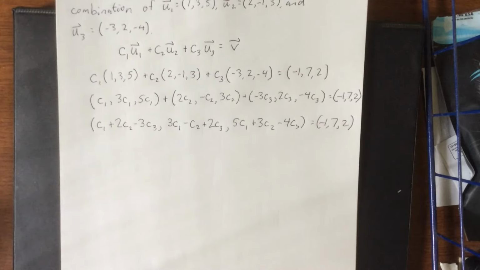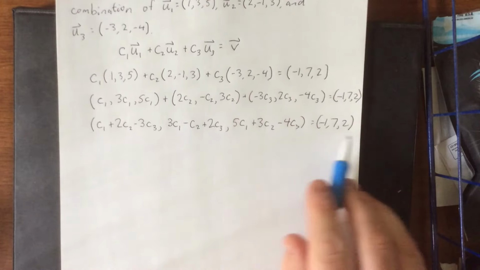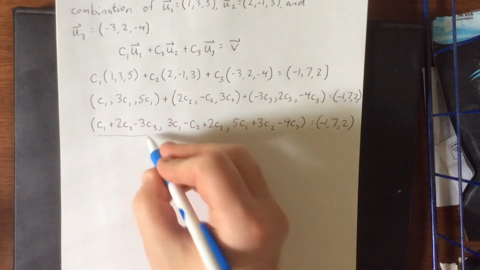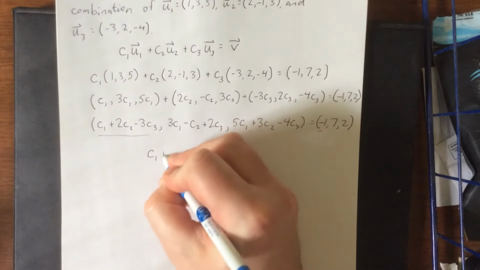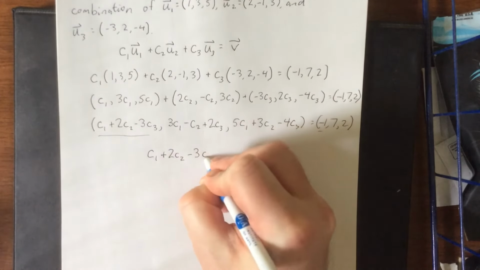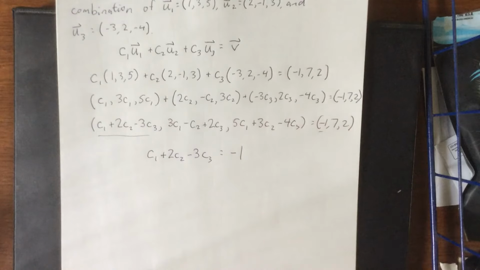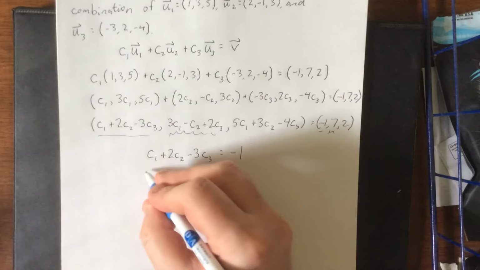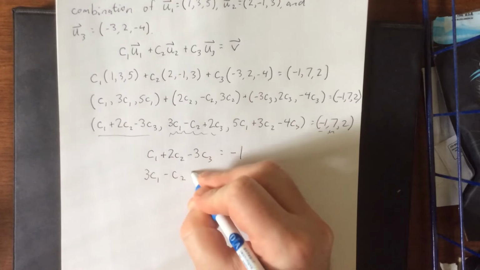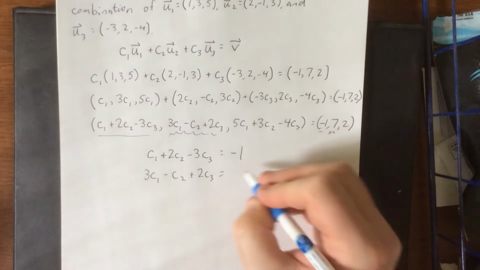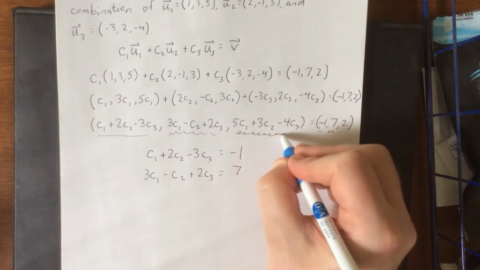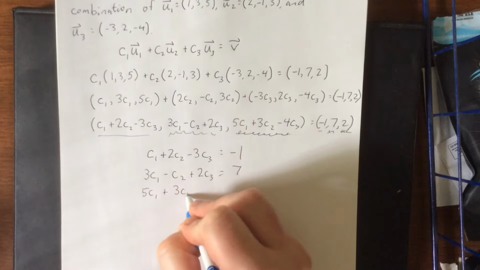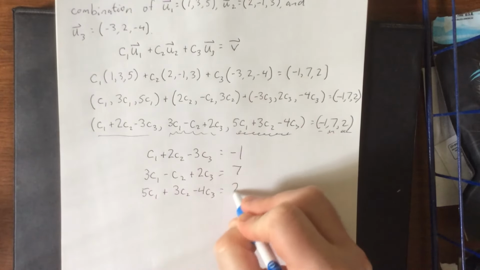Now what we're going to do is turn this into a system of equations, three equations for the three components, and three variables for the three different vectors that we started with. So the corresponding first components need to be equal to one another: c1 plus 2c2 minus 3c3 is equal to -1. The second components: 3c1 minus c2 plus 2c3 is equal to 7. And finally, for the third components: 5c1 plus 3c2 minus 4c3 will be equal to 2.